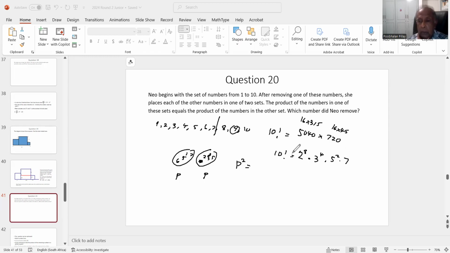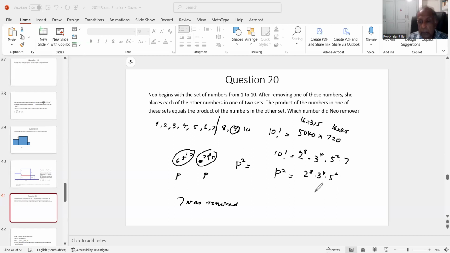So you want this to be a perfect square when something is removed. The only thing you can remove is 7, because it occurs by itself. You can't leave 7 here, because otherwise it's not a perfect square. So the number that was removed was really 7. And what's left? You got 2 to the 8 times 3 to the 4 times 5 squared.